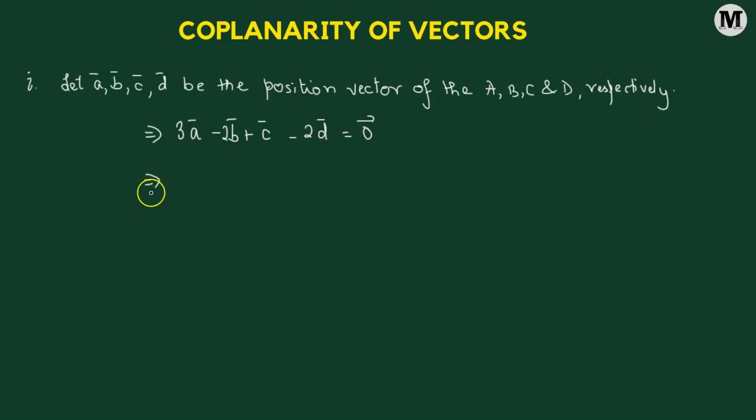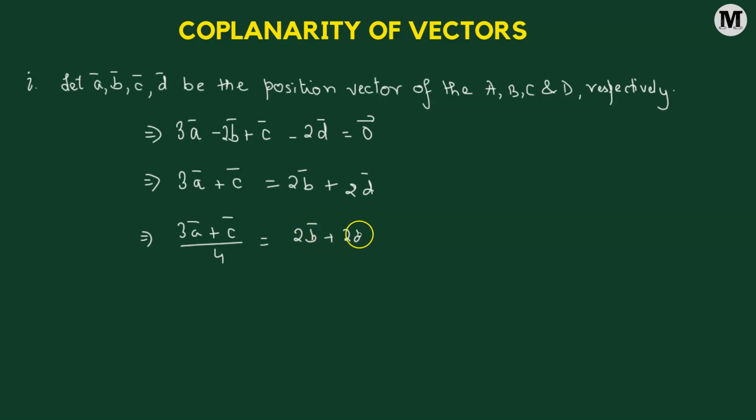Now we're going to rearrange the terms. On the left hand side, let's keep 3a vector added to c vector, and this is going to be equal to 2 times b vector plus 2 times d vector. Now we're going to divide both sides by 4. So 3a vector plus c vector divided by 4, and on the right hand side, we have 2b vector plus 2d vector divided by 4. On the left, 4 can be expressed as 3 plus 1. On the right hand side, we factor out 2 from the numerator and the denominator, so in the numerator we only have b vector plus d vector, whereas in the denominator we are left with 2, which can be expressed as 1 plus 1.